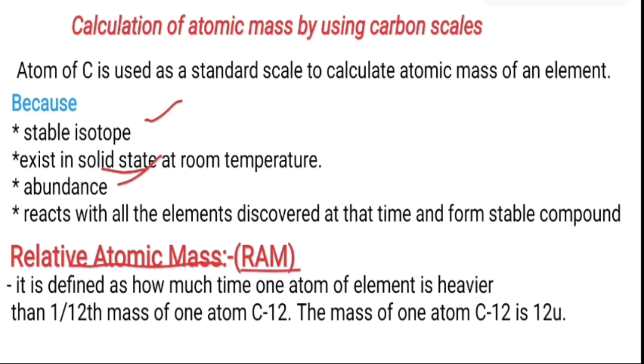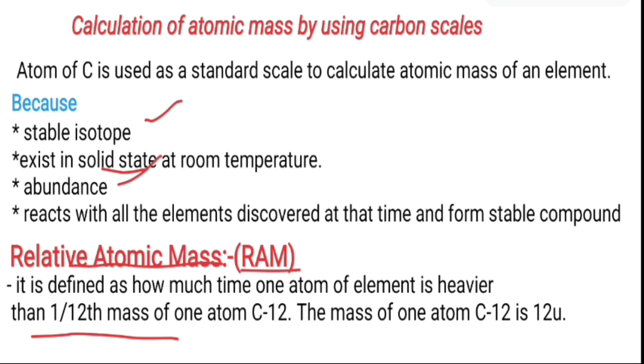RAM is defined as how many times one atom of an element is heavier than 1/12th the mass of one atom of C12. That is known as the RAM, or relative atomic mass. So, the mass of one atom is how many times heavier than 1/12th of the mass of one atom of the standard carbon.